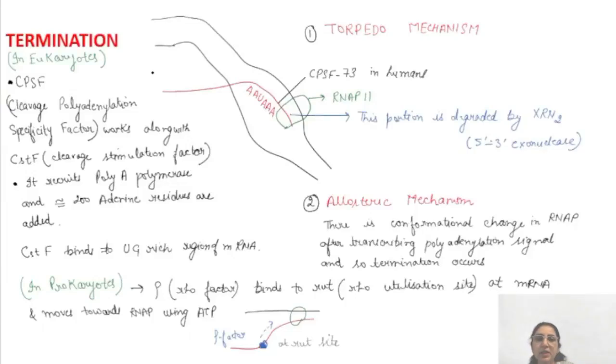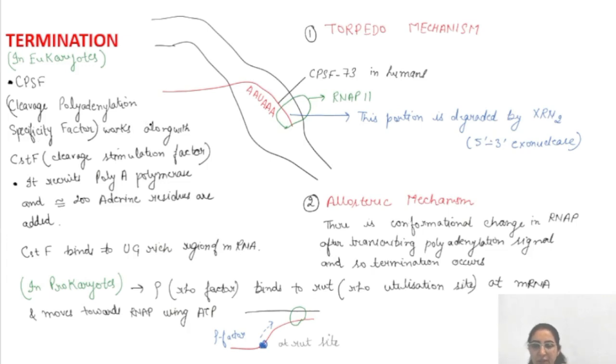Let's see how the termination occurs in transcription. In eukaryotes, there are mainly two ways in which the termination of transcription occurs. One is the torpedo mechanism and the other one is the allosteric mechanism. In the torpedo mechanism, there is one protein known as the CPSF, that is cleavage polyadenylation specificity factor.